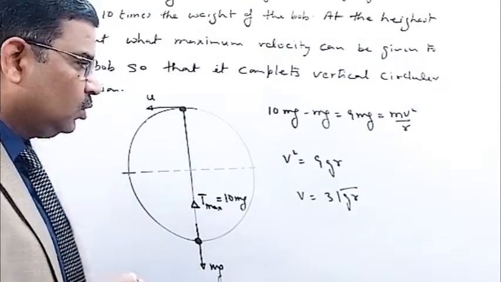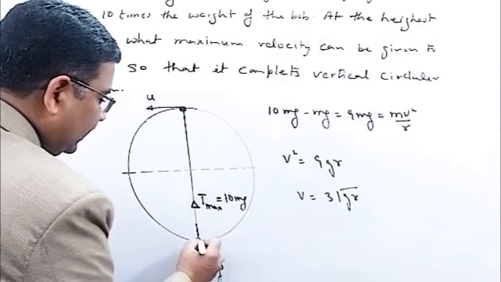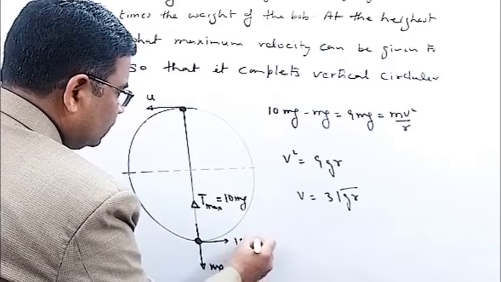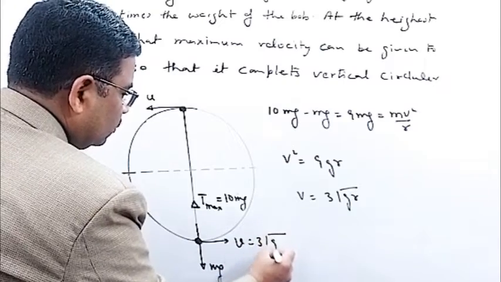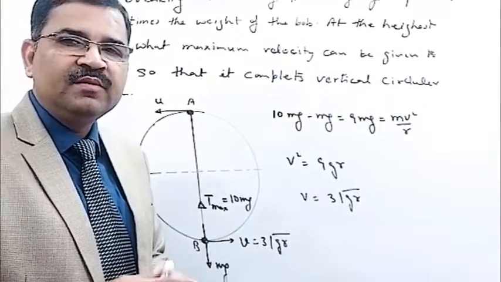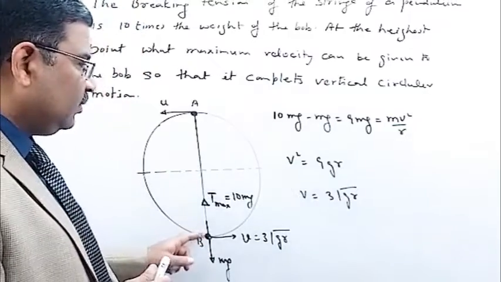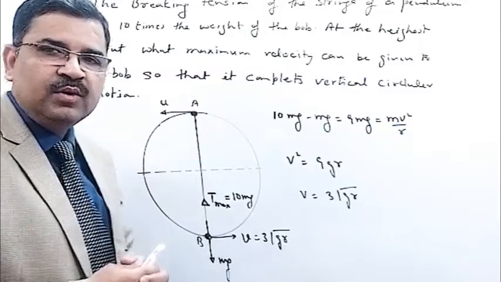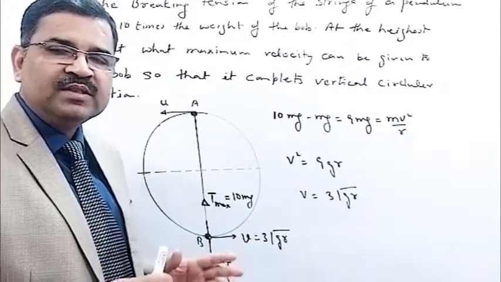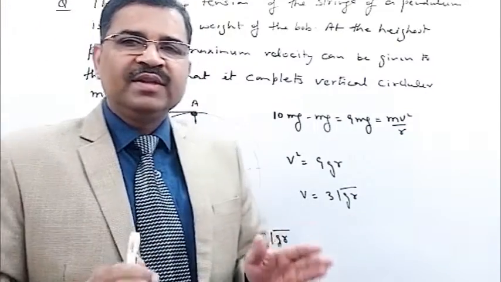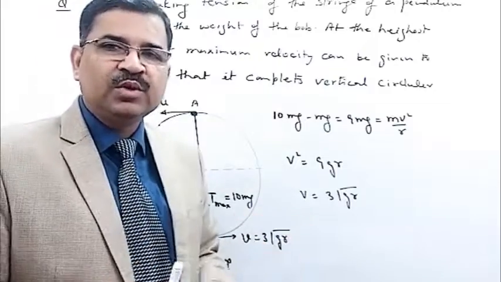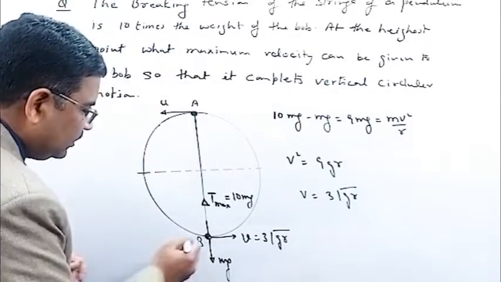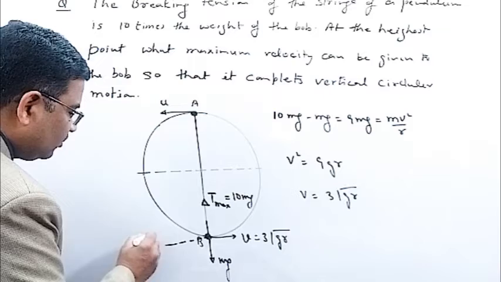So we have got the velocity of the pendulum at this point, and this velocity is 3 under root gr. Now once we get the value of velocity at the lowest point, I can apply conservation of mechanical energy at the highest point and at the lowest point. To apply conservation of mechanical energy, we should have a zero reference for the potential energy. So let us take the point B as the zero reference of potential energy.